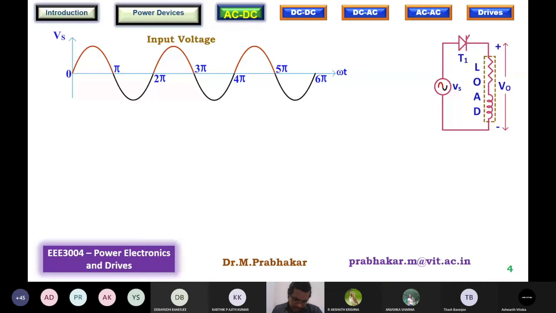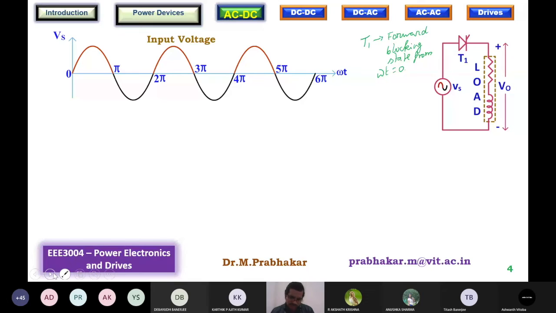Now the operation is like this. From 0 to pi, the supply voltage is positive. Therefore, SCR T1 will be in forward blocking state at omega t equal to 0. The supply is forward biased, so SCR T1 will be forward biased, but because it is not receiving a gate pulse, it will be in forward blocking state from omega t equal to 0.